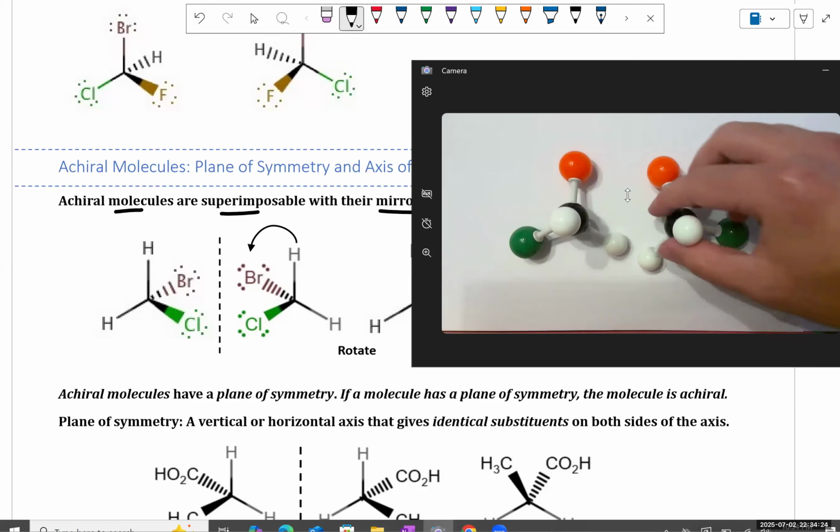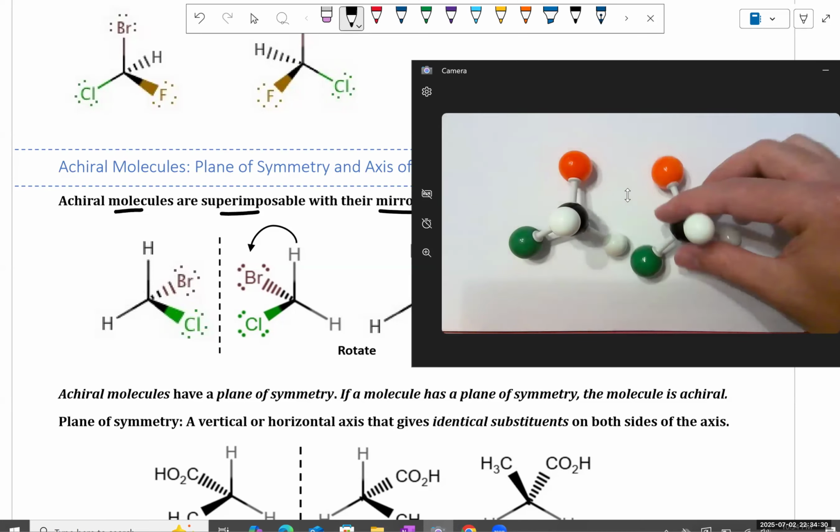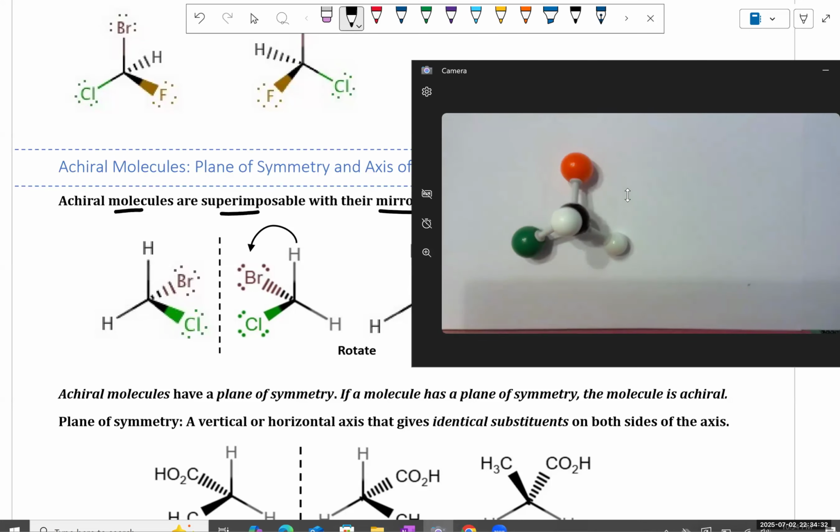Here's the compound and its mirror image. Here, after rotation, we see the compound and its mirror image are identical. These two molecules are the same, which tells us that this molecule is achiral.